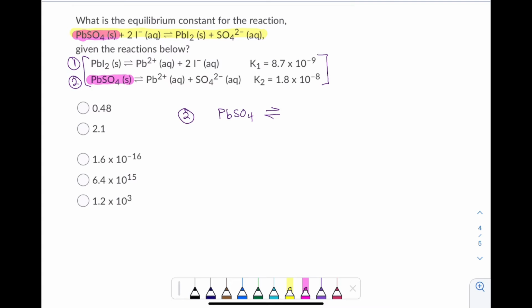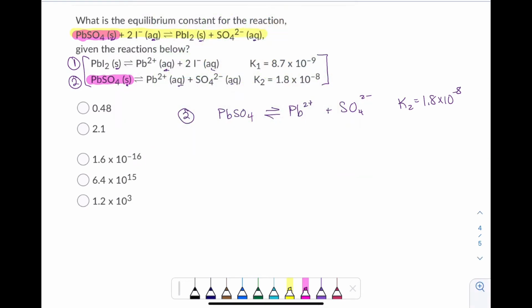I'm going to leave off the solids and aqueous species as long as I see that they match. The solids match for the PbI2, the solids match for the PbSO4, the aqueous species match for the ions. As long as I see that those match, then I'm not going to write them. If they ever didn't match, then I'd have to worry about adding them together. But since they match, I'm just going to leave everybody off. So I'm rewriting reaction 2 as is, and its equilibrium constant is, as is, 1.8 times 10 to the minus 8.